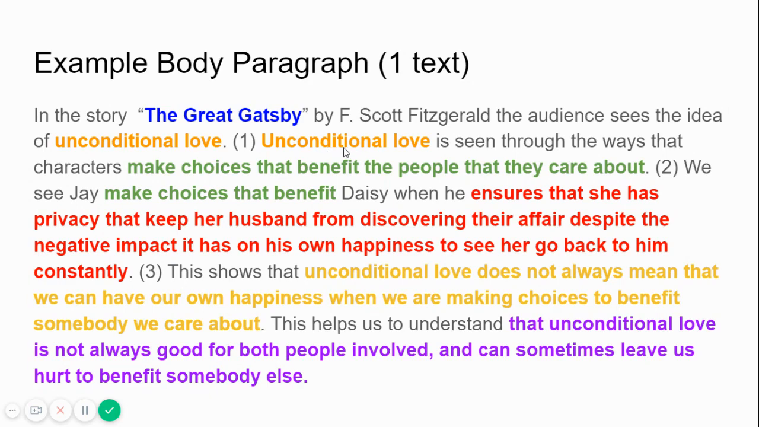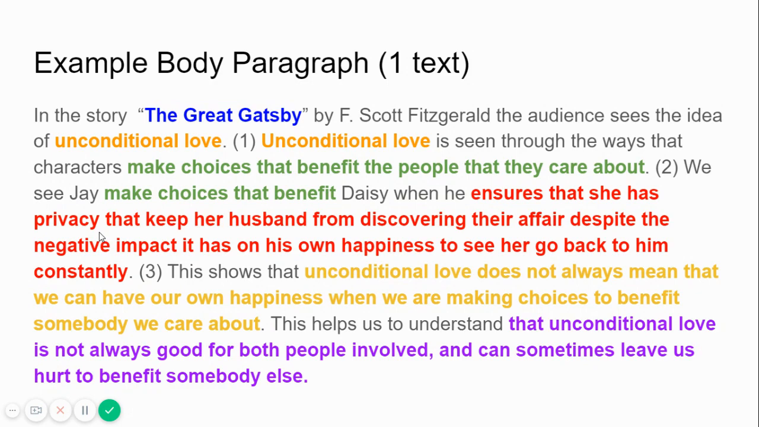So your theme is not a standalone idea. It might be an idea that's shown, but it's also something that should have other types of ideas come through under it. Okay, so then we go from explaining your theme to using a specific example from the text. We see Jay make choices that benefit Daisy when he ensures that she has privacy that keeps her husband from discovering their affair, despite the negative impact it has on his own happiness to see her go back to him constantly. So we've got our specific example in red from the text.